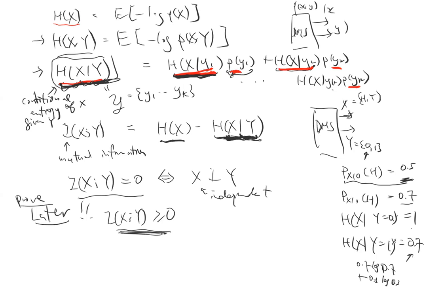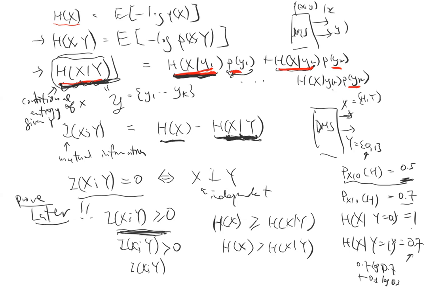So because this is bigger than or equal to zero, what does that mean? It means H(X) will always be bigger than or equal to H(X given Y). In general, if I(X;Y) is bigger than zero, I will have H(X) strictly bigger than H(X given Y). But on the other hand, if this is equal to zero, then these two are equal.